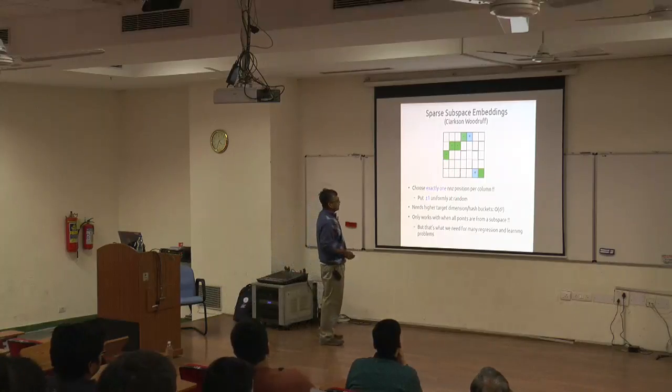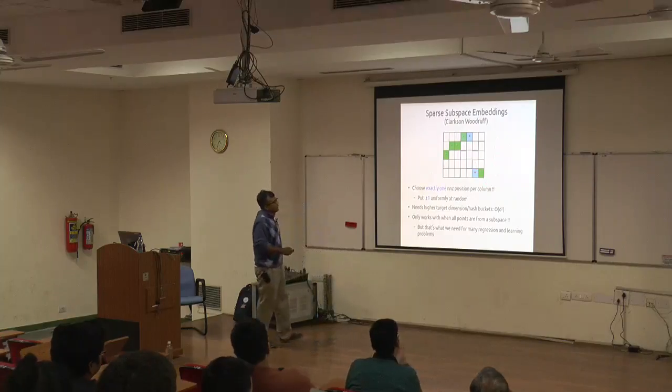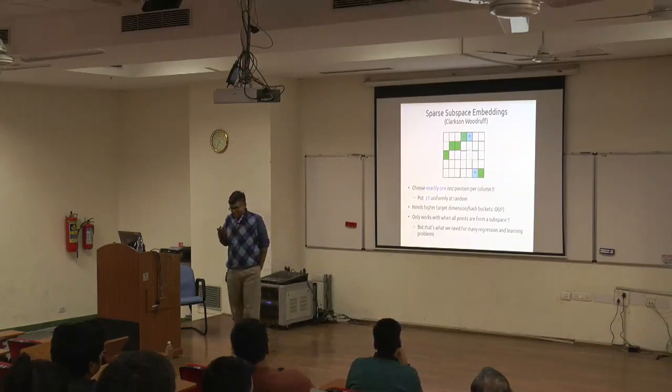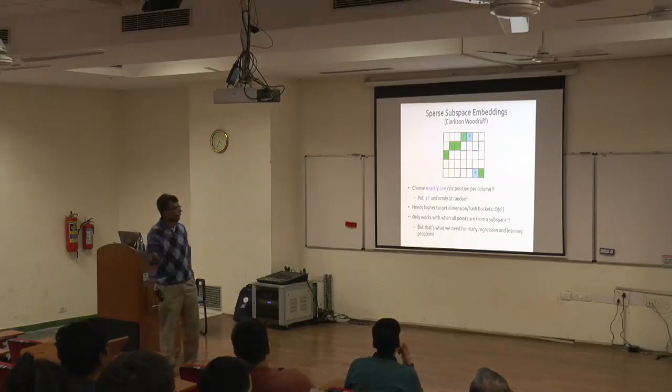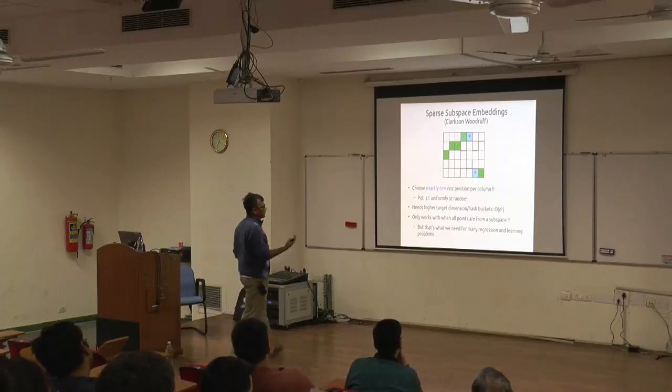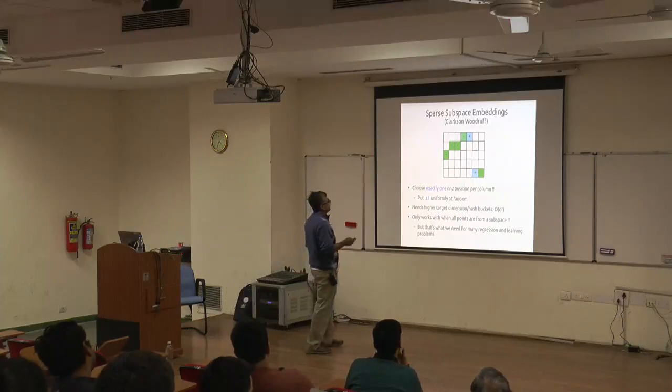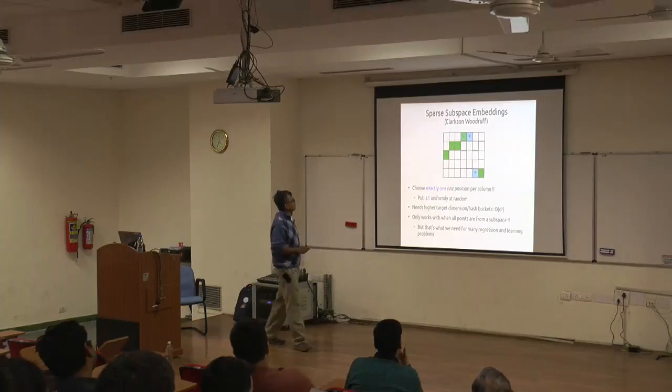So this was done by Katz and Woodruff that says that, okay, if you have this kind of a projection matrix, then it doesn't preserve distances, but it preserves distances if the points are coming from a low-dimensional subspace, which turns out is actually enough for a lot of these settings. So these are the kind of embeddings that we use, okay?